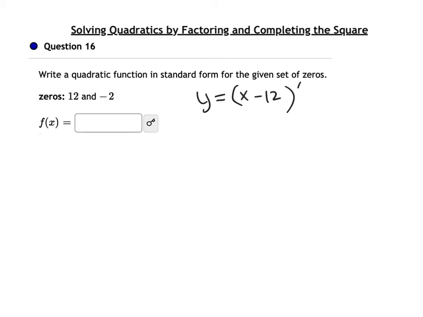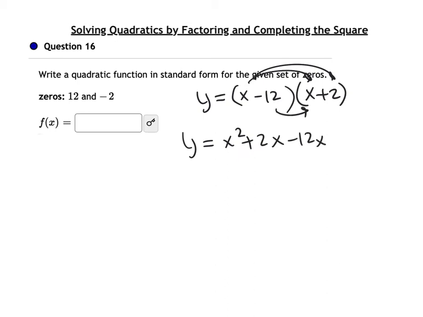X minus 12. And what value or factor would create negative 2 is 0? X plus 2. And we'll FOIL it out. Take the x to both. Y equals x squared plus 2x. And take the negative 12 to both. Negative 12x minus 24. And our final answer is x squared minus 10x minus 24.